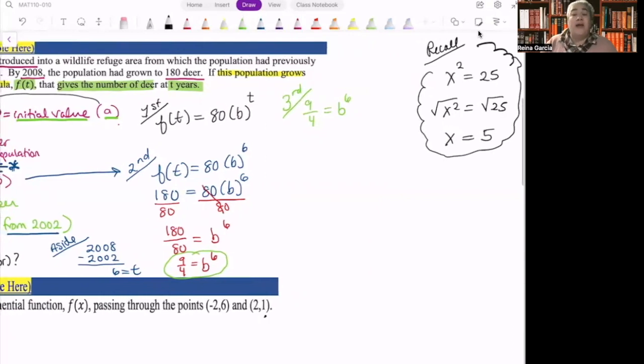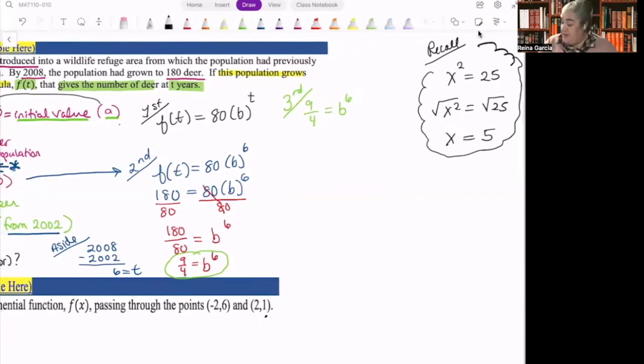So if you recall that that's how that works, then what would cancel out the power of 6? It would be the sixth root. And we do that to both sides. Now here, the sixth root cancels the power of 6, leaving us with just b. And here we have the sixth root of 9/4.